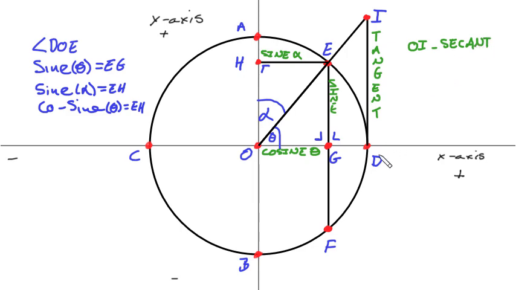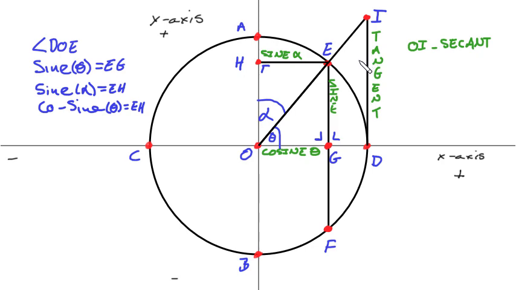So the tangent line is the line that touches one endpoint of our angle. So here we have our angle DOE, and one endpoint of this arc ED is touched by the tangent line, and we have the other arm of our angle OE produced until it intersects the tangent line, which is called the secant line. So this line OI is the secant, and this line DI is called the tangent.